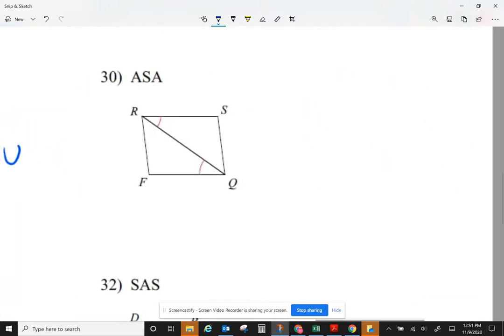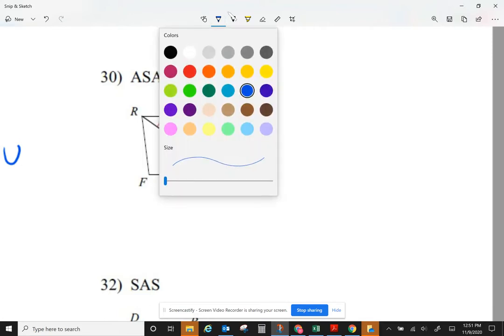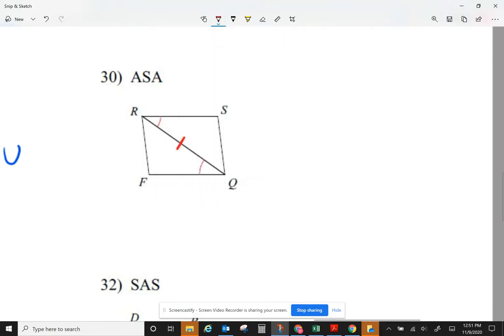Now let's take a look at number 30. To begin with, I can mark this side because both triangles use it. Now let me focus on one triangle. For this case, I'm going to use the rule angle, side, angle. So two angles, but I want the side in between the angles. So in this case, I'm going to use this angle and this angle on the other triangle.